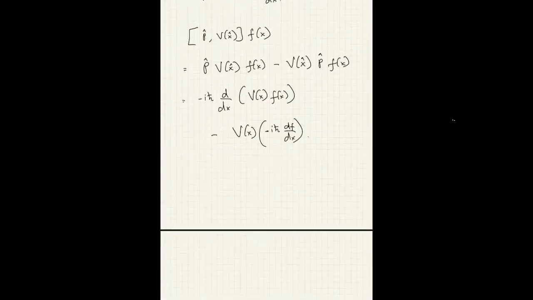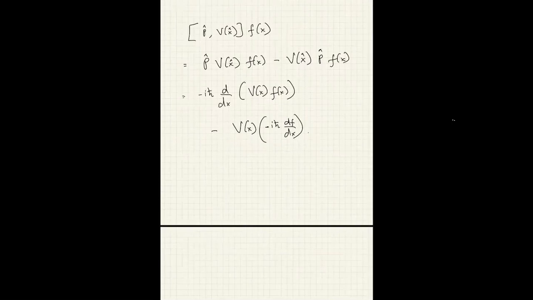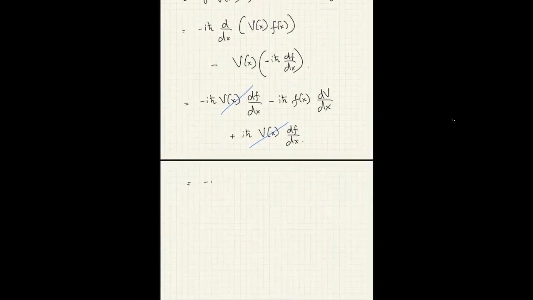So to evaluate the first term, I have to use the chain rule. I have to differentiate both of these because there are two functions of x. So this is equal to minus iħ. I'll keep v constant and differentiate f, and then I will keep f constant and differentiate v. The next term is iħ v of x df/dx. And you notice that this term cancels with this term, leaving me with minus iħ times dv/dx times f of x.